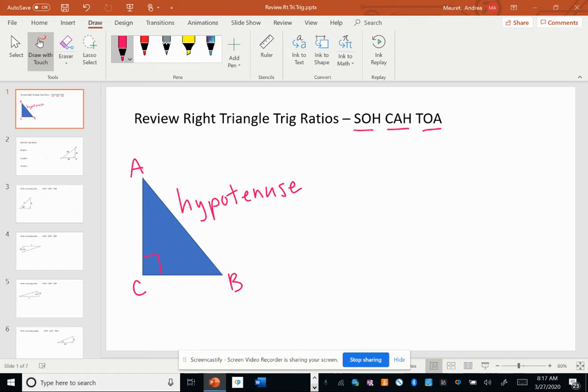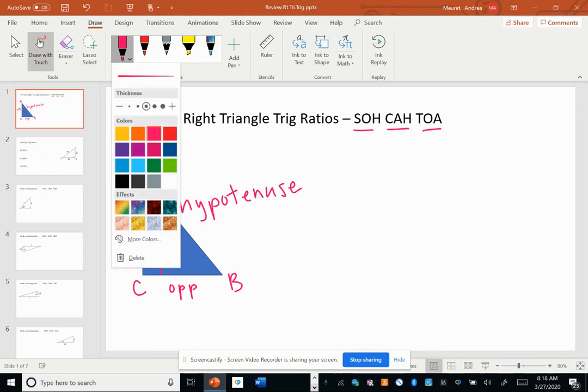So if we say angle A is our reference angle, then this side down here, CB, is the opposite leg. And the leg that is touching angle A is the adjacent leg. So we use those relationships of sides to figure out some connections between the angles and the lengths of the sides.